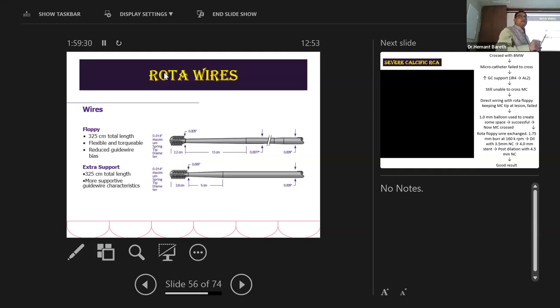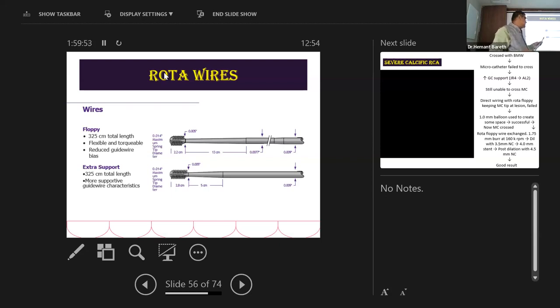So in some of the calcific lesions, normally in a calcific lesion, what you do is if you want to do rota, you take an All-Star wire commonly, or some people have used BHW wire. If it goes, then fine. Otherwise, Grand Slam wire. After putting the Grand Slam wire, you cross, you put a microcatheter, and through the microcatheter, you can pass the rota wire.